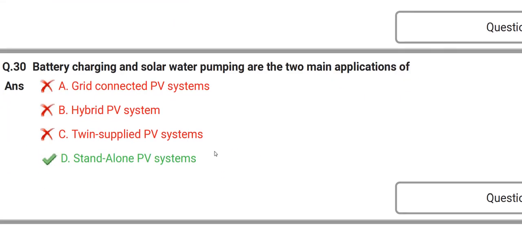Battery charging and solar water pumping are the two main applications of stand-alone PV systems. So the stand-alone PV system applications are battery charging and the solar water pumping system.